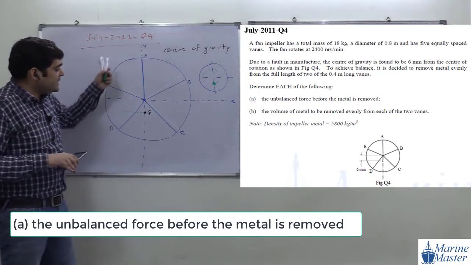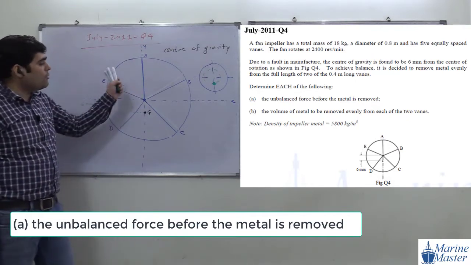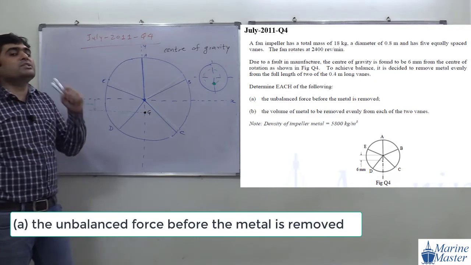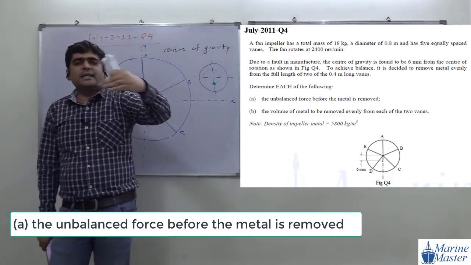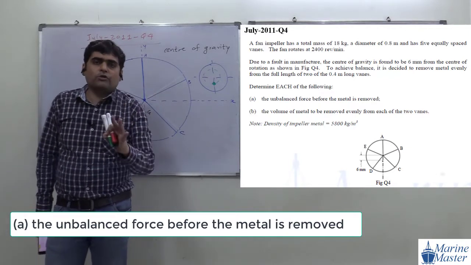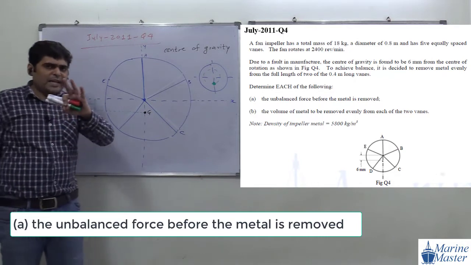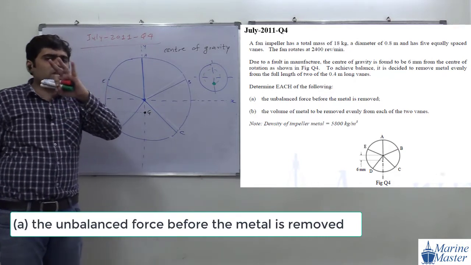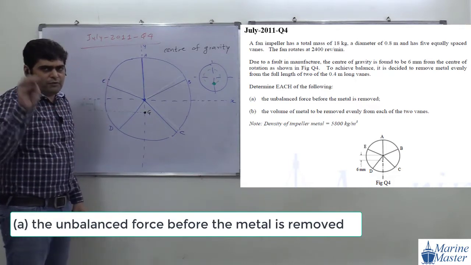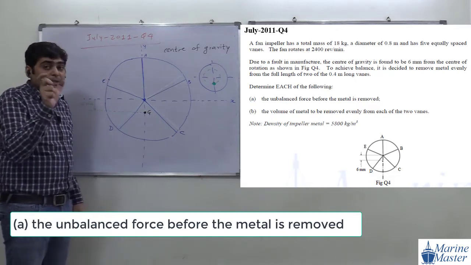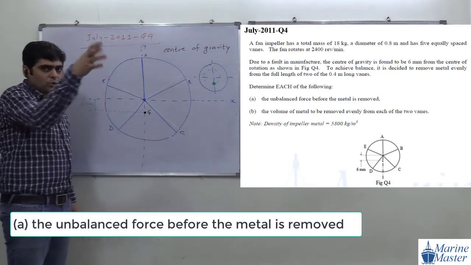It means there are how many vanes with us here? 5 vanes. Out of 5 vanes, we are going to remove material from 2 vanes. I will let you know which vanes we are going to remove, but just now, just assume that it will be any 2 vanes. We will identify which will be the best 2 vanes, and then we will do the B part.